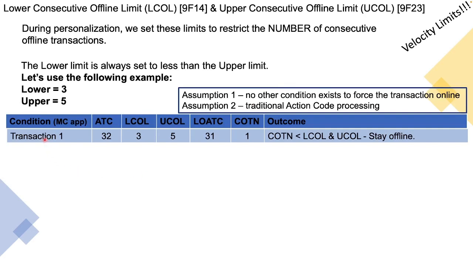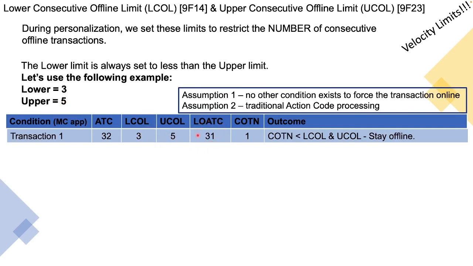So transaction 1, let's assume that the ATC is now up to the review. Remember we spoke of ATC in previous videos, application transaction counter, a rolling count of every single transaction ever performed by the card. And this is never reset, it's never changed. So we know that in this transaction we're busy doing right now, our first transaction, this is the 32nd transaction that it's ever done in the history of the card. We know that the LCOL we set to 3. We know that the UCOL we had set to 5.